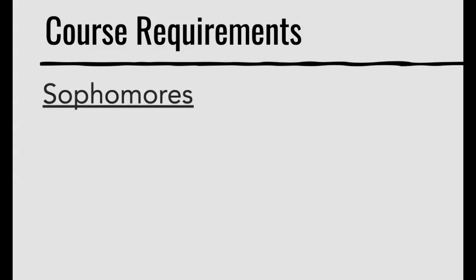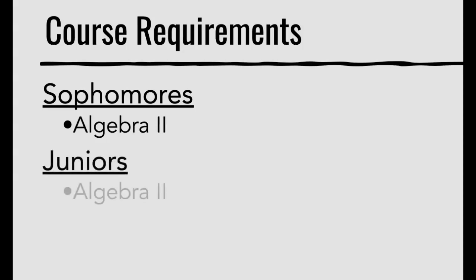Okay, now course requirements here. If you are a sophomore, you are required to take the Algebra 2 course. So you must have successful completion of both Algebra 2 Semester 1 and Semester 2 with that 75% grade or better. For my juniors, you will also be taking Algebra 2, but you will be taking pre-calculus as well. So again, you will have 2 semesters of both of that course, have to get a 75% as your final grade or better in order to move up programs.